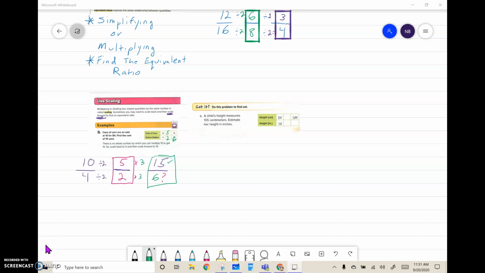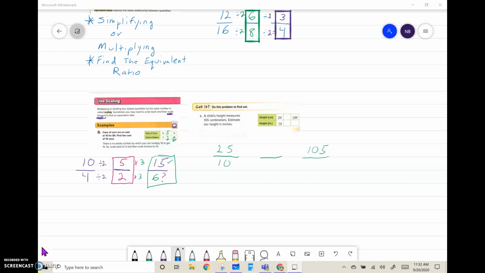All right, let's check and see if this is settling in. If you want, I would hit pause right now and try to figure out the scaling inside of this ratio table right here. Hit pause now and give it a shot, and then unpause the video, and I'll show you how to solve it.